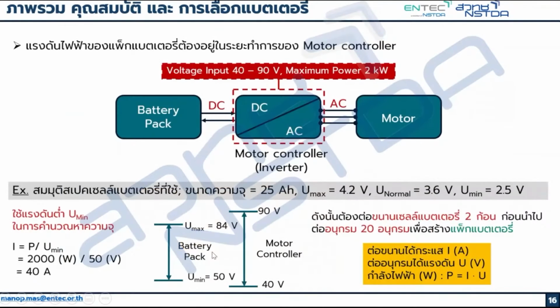Now we move to the motor controller or inverter. We have to choose the correct DC to DC, between input DC and output AC. For example, if the motor controller is between 40 volt to 90 volt, we have to choose the battery pack accordingly.